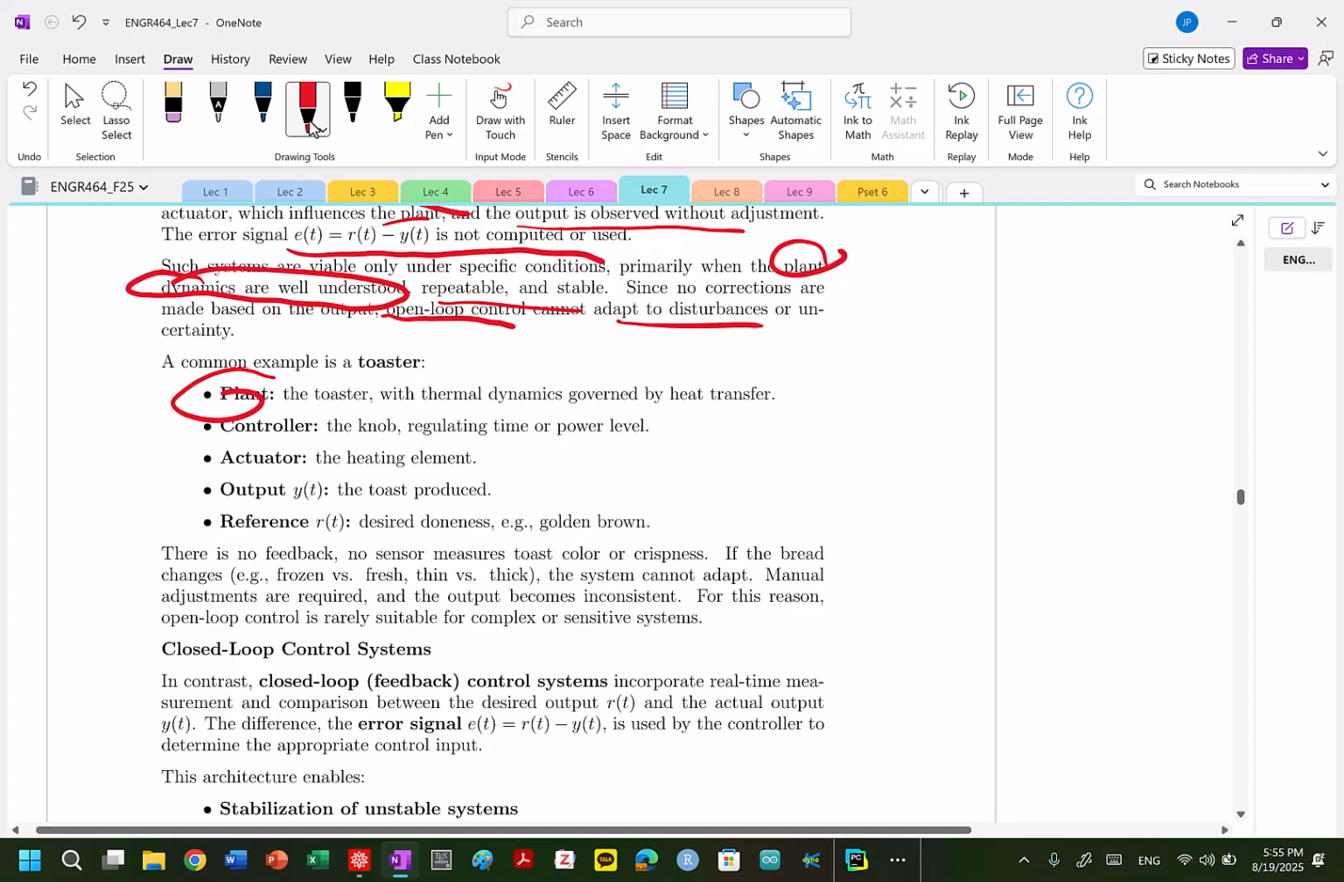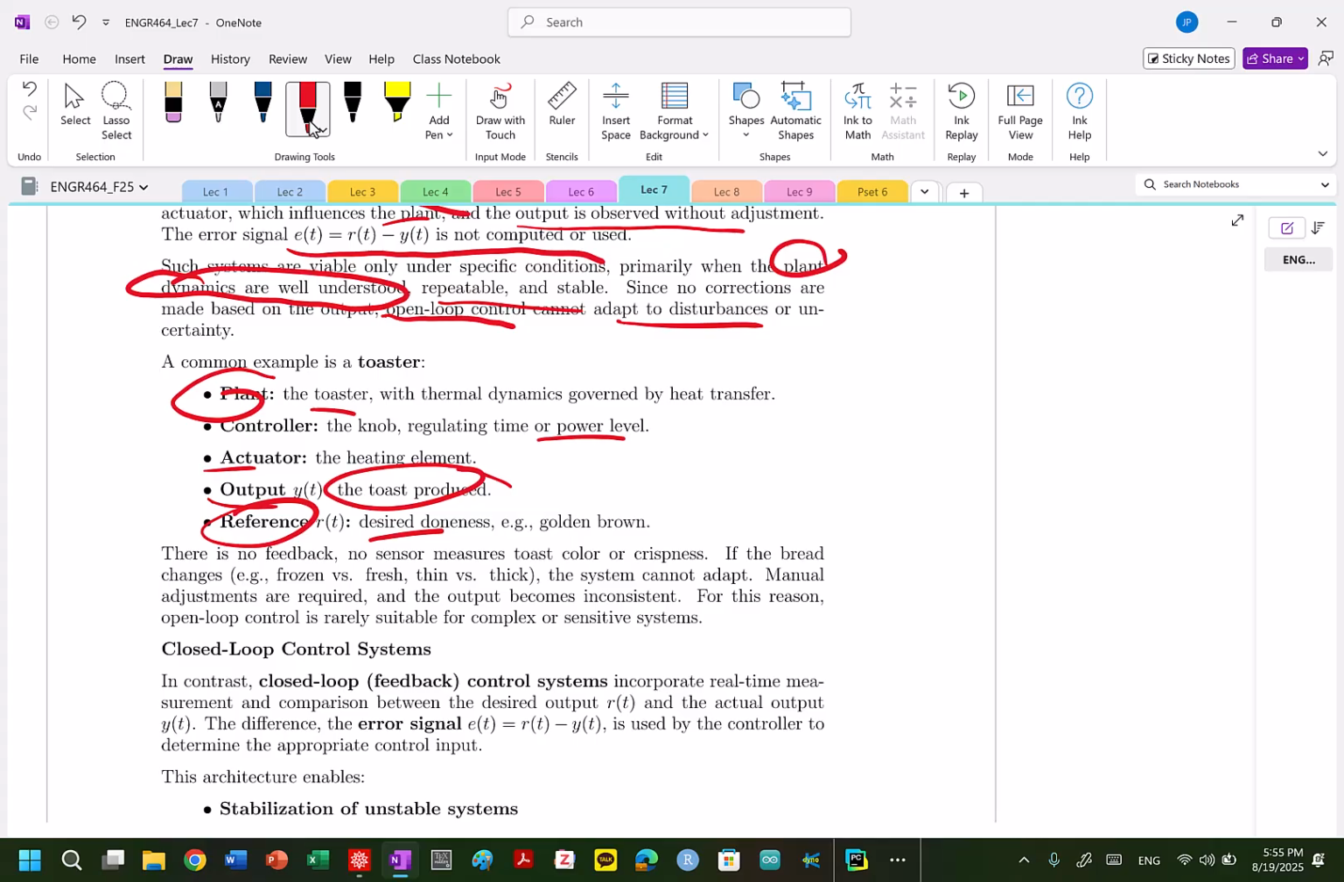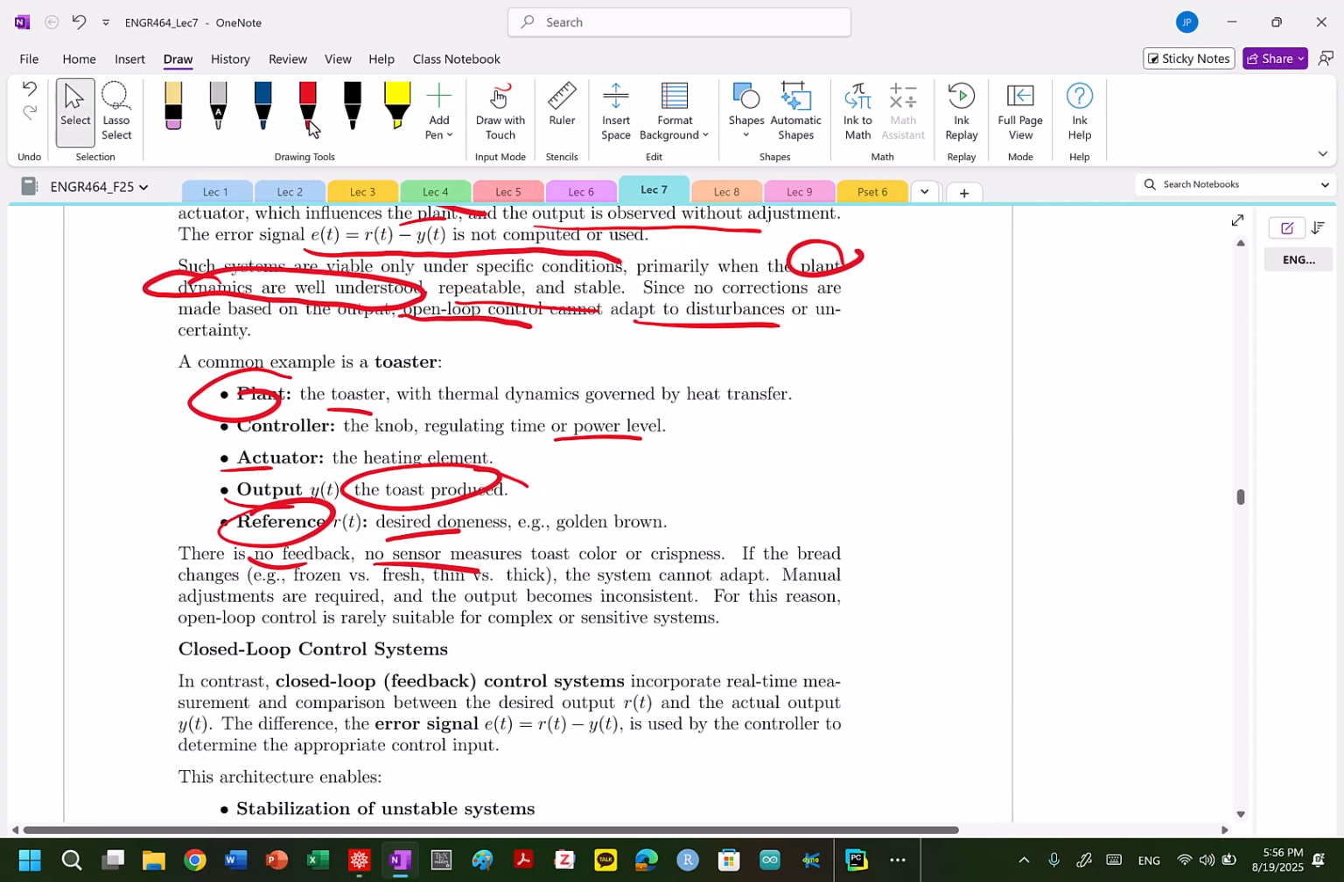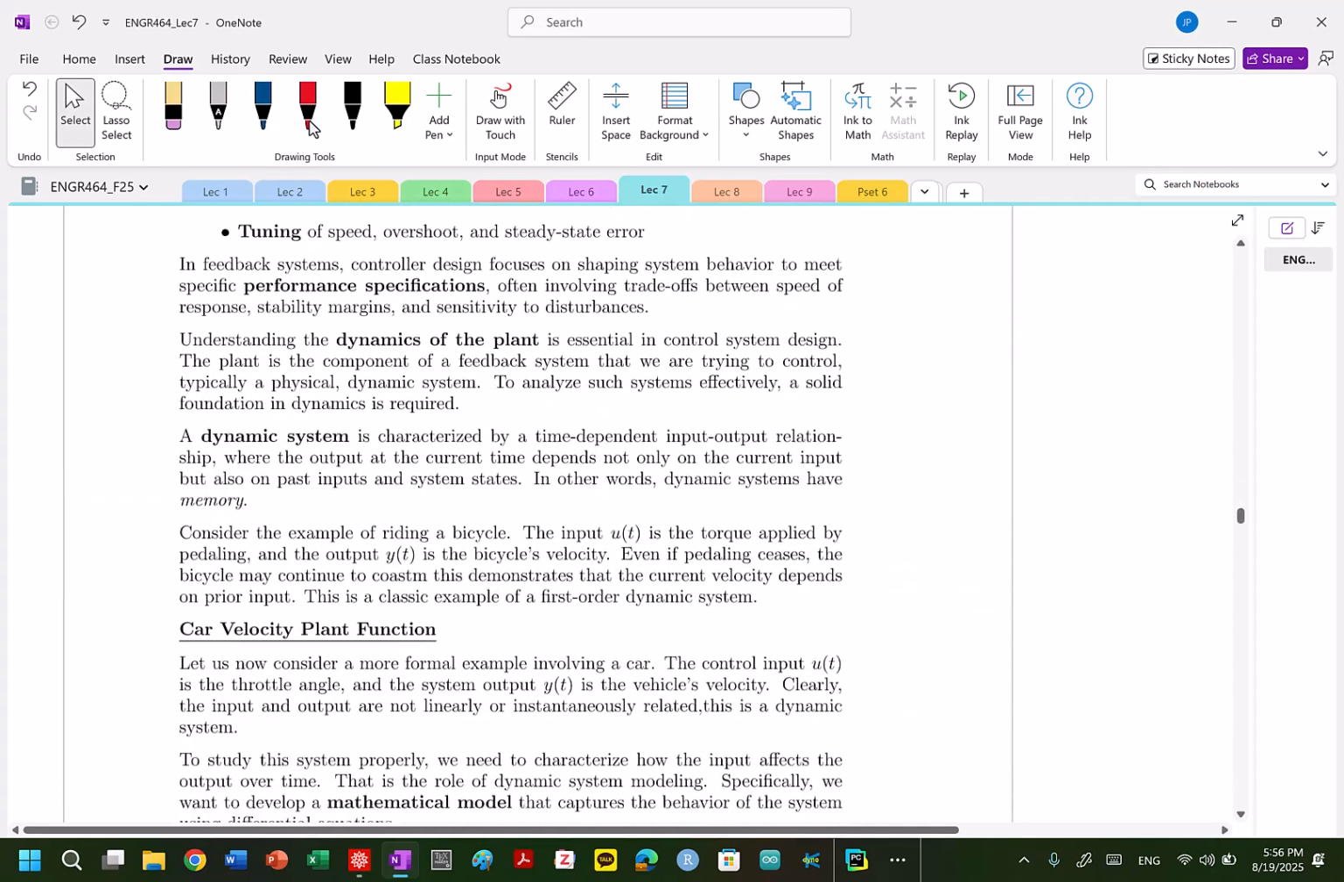Your plant is basically your toaster thermodynamics, right? The controller is your knob. The actuator is going to be the heating element. Your output is the temperature of the toast. The reference is essentially the desired doneness, right? No feedback, no sensor. Turn it on, go. Hopefully eat it. But even then, maybe it's just me, but oftentimes my toaster will give me some really nasty burnt toast. So open loop can have issues. Closed loop would be better, but it'd be much more expensive for toast. And you don't need to eat toast every day anyways.